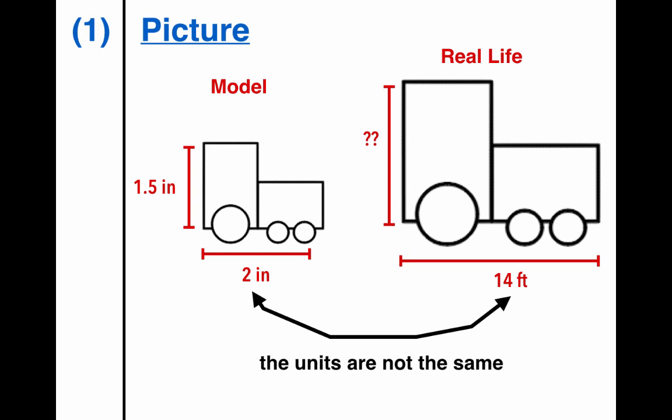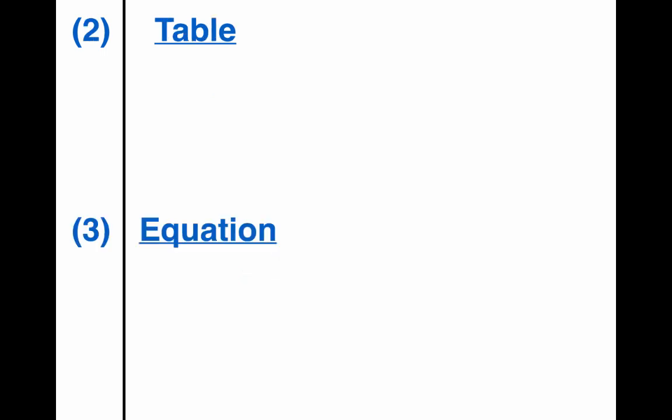How many inches are in 1 foot? Do you know? Yeah, there's 12 inches in a foot. So if I had 14 feet and I multiply it by 12 inches, I could grab a calculator and multiply 14 times 12, which is 168. So this real life train is 168 inches long. So we're going to write that down because I think if we do everything in inches, it'll be easier to do our math.